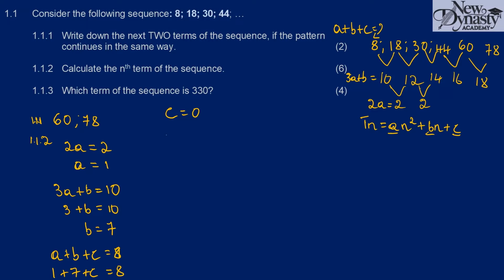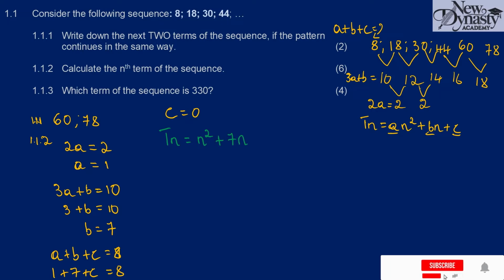So we're going to sub it in our Tn formula. So a is 1, then we're going to have 1n squared, which you don't have to put the 1 there, plus bn, and your b is 7, that is going to be 7n, and your c is 0, so you don't have to write your 0 there. So Tn equals n squared plus 7n. That is going to be your general term, as they have requested you to do.